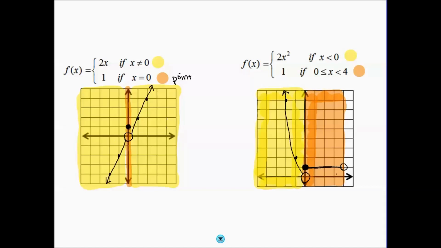So piecewise functions can include linear functions, just points. They can include quadratics, cubics, any type of equation that we've talked about so far this year. But I think it is most helpful to shade in the different parts of the domain, at least for the first few problems until you get more comfortable with these type of problems.